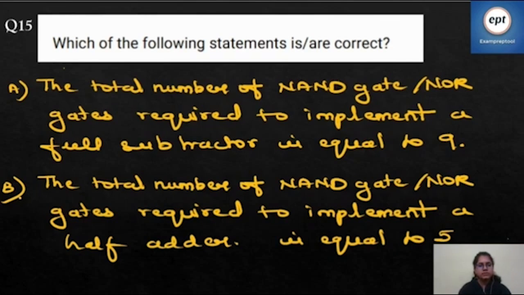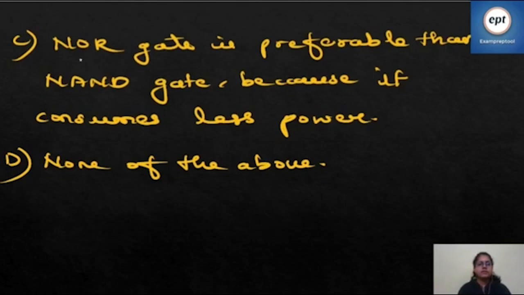Option B says the total number of NAND NOR gates required to implement a half adder is equal to 5. So we will also see when we draw the half adder. Then they are saying NOR gate is preferable to NAND gate because it consumes less power. So we'll also see the explanation for this. And option D is none of the above. Okay. So these are the options given to us. Now let's verify this one by one.